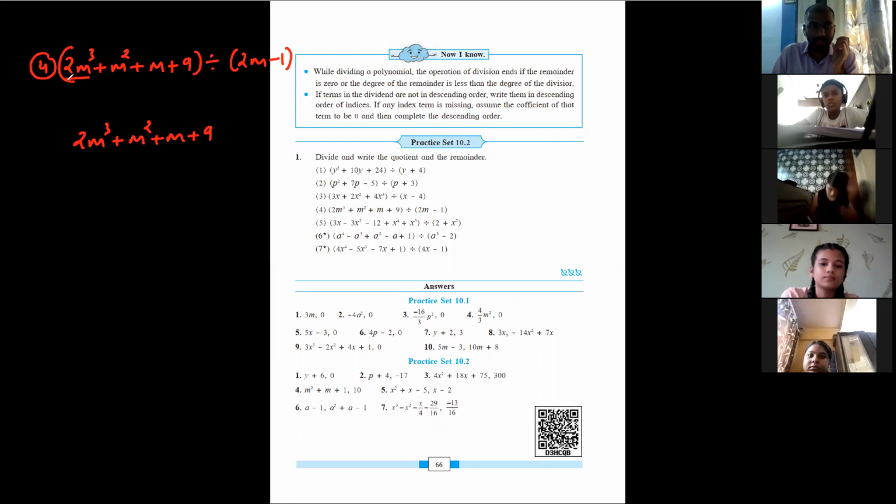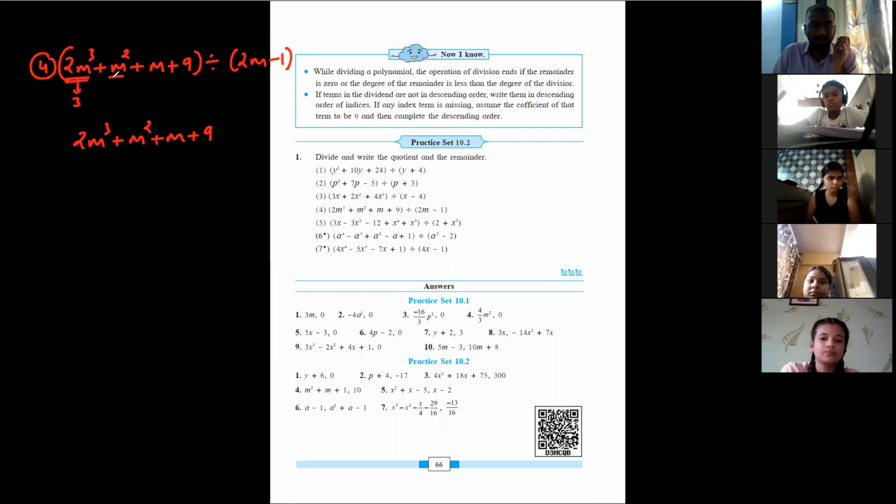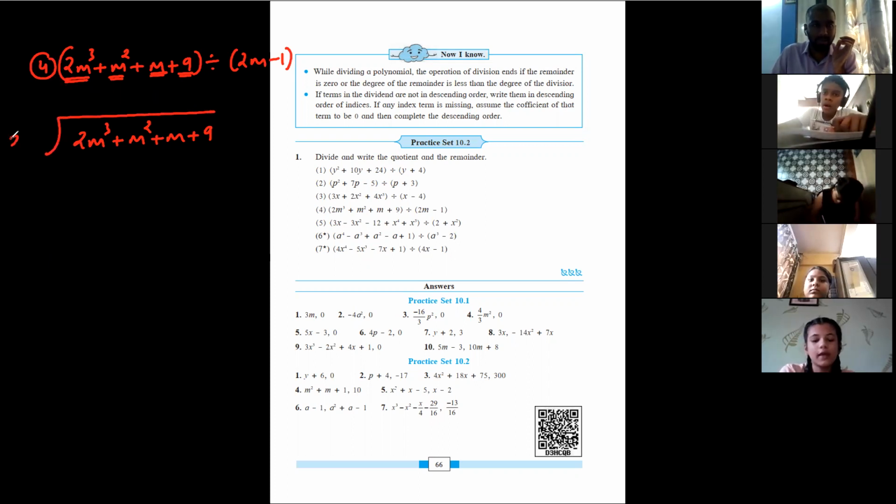First, we have to check the degree. Over here it is 3, here it is 2, 1, and over here it is 0. So everything is arranged properly, and you don't need to change anything. Okay. So I'm just eliminating this part. This number you will divide by 2m minus 1.